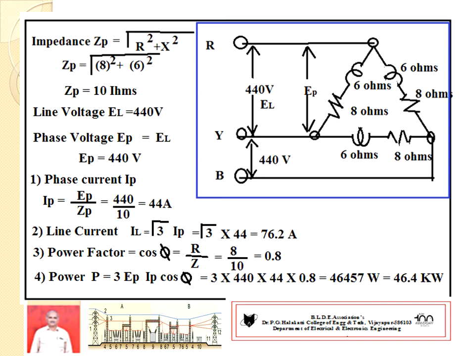76.2 amperes. Power factor remains the same. The same load impedance is there. Ratio of R by Z, 8 by 10, that remains 0.8. Then go for power, 3 times EP IP into cos phi. So you substitute the values, and we get 46.4 kilowatts.